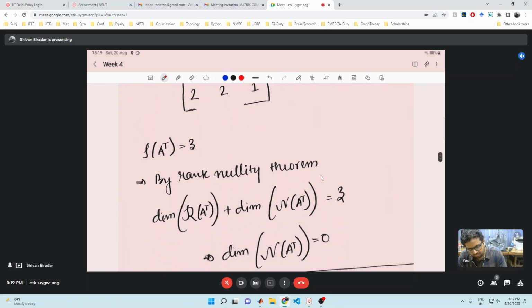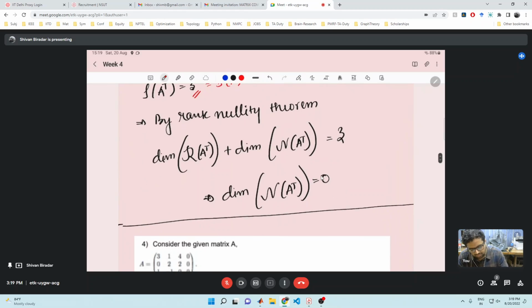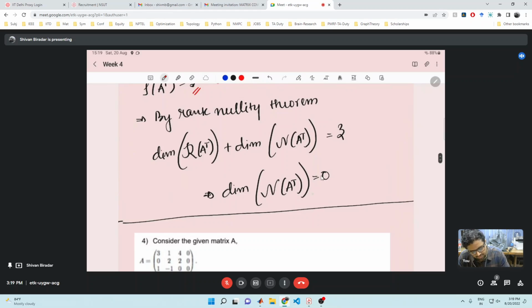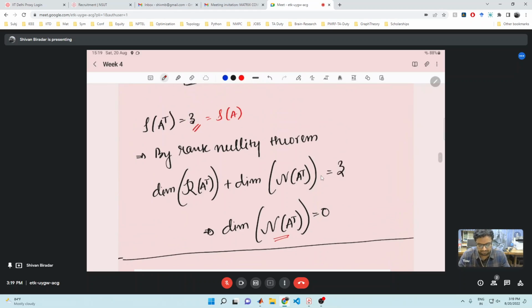So the rank of A transpose is 3, which would again be equal to the rank of A. And by the rank nullity theorem, we see that the dimension of the null space of A transpose is equal to 0.